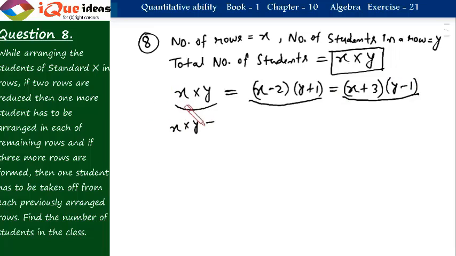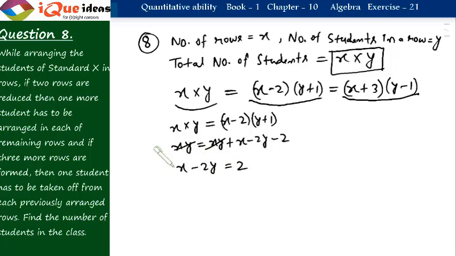Now what we do is, let's take the first one, that is x into y, equate it to the second one, that is x minus 2 into y plus 1, and then open it. So you will get xy is equal to, the other side would be xy plus x minus 2y minus 2. So xy and xy get cancelled. We will have x minus 2y equal to 2.